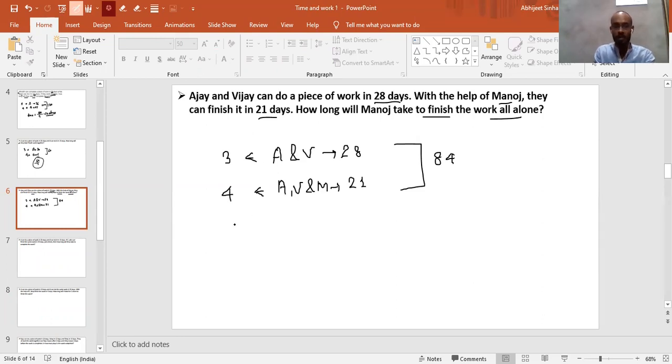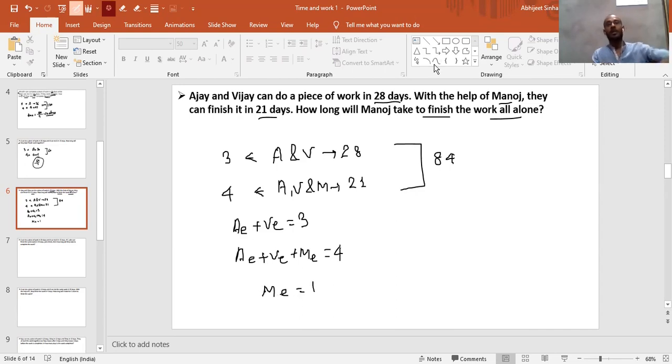So this 3 is the efficiency of A plus V, both. And here the efficiency of A plus V plus M is nothing but 4. So from here, if you subtract the combined efficiency of A and B, you will get the efficiency of M. This is 1. Now definitely you can answer.